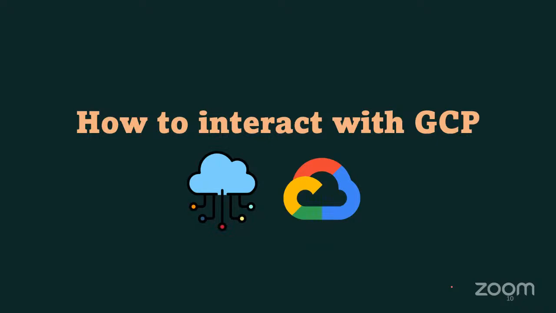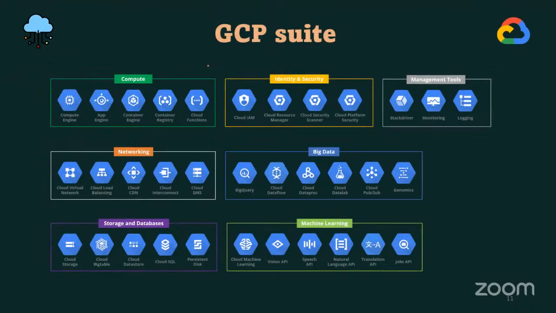Now you know that Google Cloud Platform has plenty of services, and you know what Google Cloud Platform is. Now let us focus on how to interact with GCP. Sir, I am going to become a data engineer. I want to interact with Google Cloud Platform. How many methods are there? You have plenty of services. How do you interact with these services?